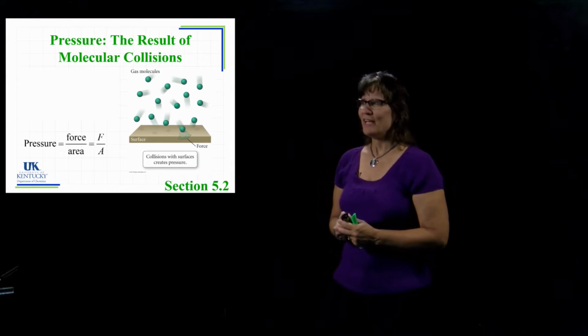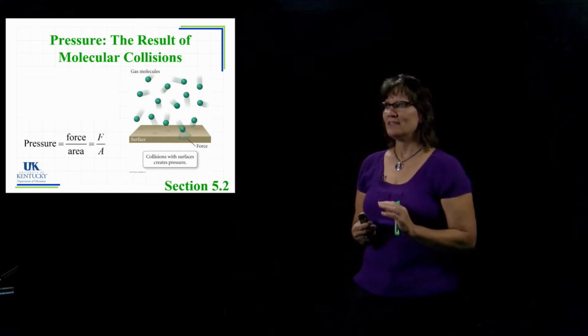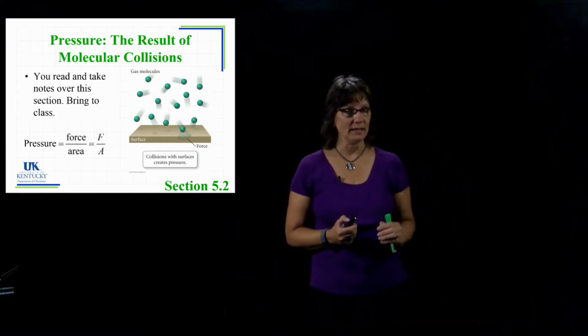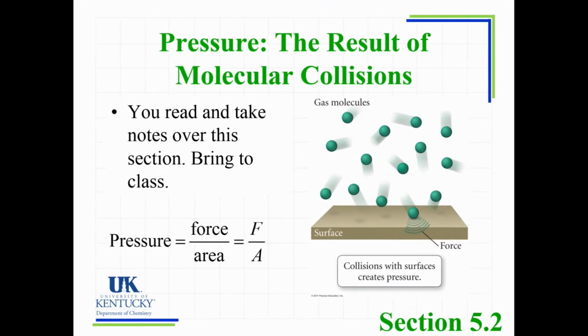Okay, so to begin with, section 5.2, we're talking about pressure. In this section, I want you to actually read it. You're reading 5.2. Take notes and bring those notes to class with you. You're going to be learning about what pressure is and how we obtain the pressure of a gas. And of course, you see that it's force over area. You're going to be looking at the units of pressure, atmosphere, torr, millimeters of mercury, and the relationship between those. So make sure you bring that to class with you so that you can use it.